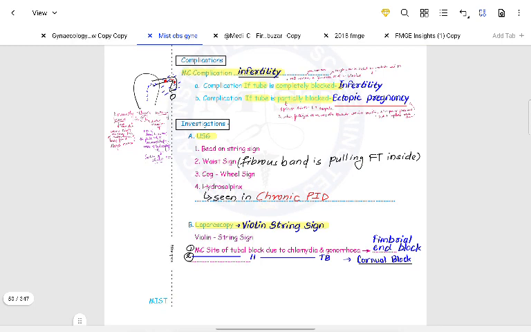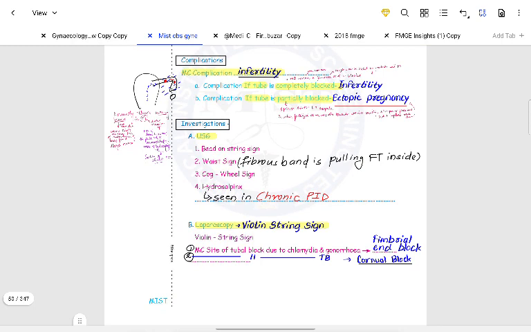Now the most common site of tubal block due to chlamydia and gonorrhea is the fimbrial end block. And the most common site of tubal block due to TB is the cornual block. We are further going to learn about tuberculosis. In tuberculosis, the most common site blocked is the cornual end, because TB comes from descending infection and then moves towards the endometrium. Rarely it moves towards the ovaries, so it can affect the fimbrial end as well, but usually it moves towards the endometrium. So the most common site of the fallopian tube which appears blocked is the cornual end.